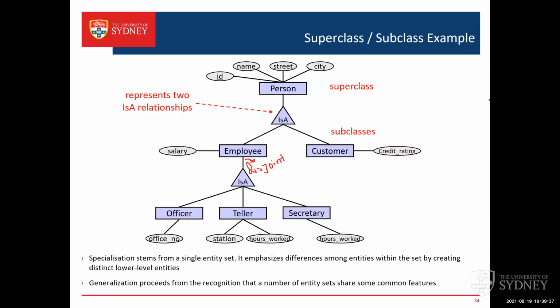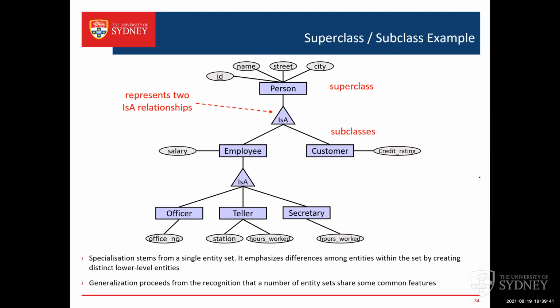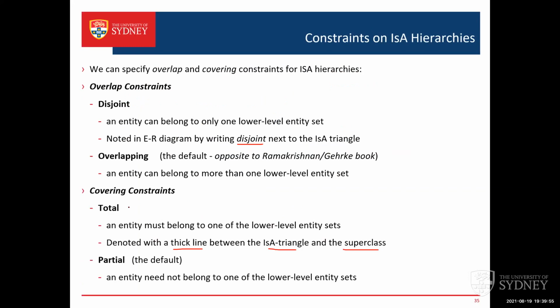Again, among these two is-a relationships, which one can be total and which one can be partial? Any idea? Can this be a thick line, or can this be a thick line? Again, if you missed that part, total means an entity must belong to one of the lower levels. Partial means an entity does not need to belong to any of the lower levels.